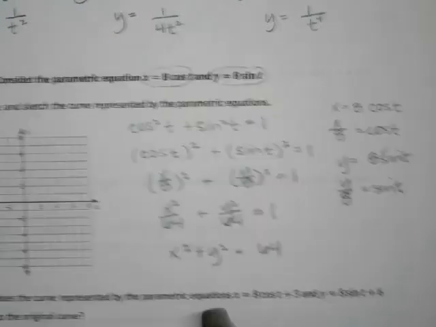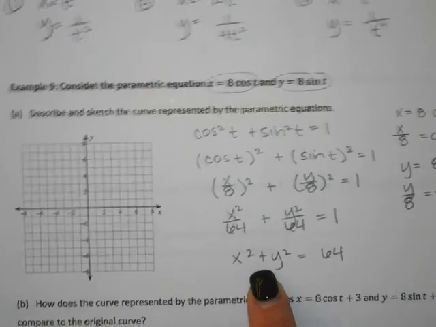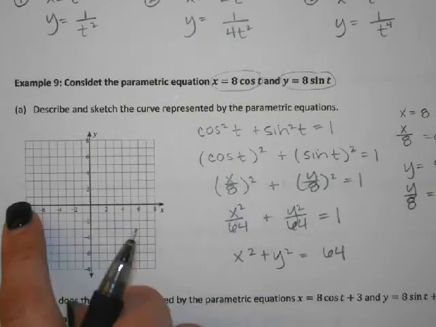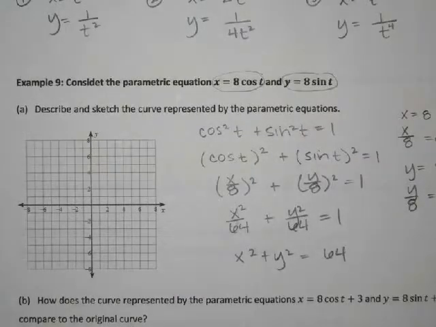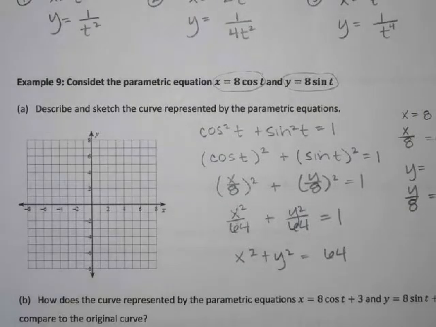Okay. Now I could graph this, right? Centered at 0, 0 with a radius of 8, and I could graph a circle, but what would be missing from the parametric equation? The direction, yeah, the arrows. Does that make sense? Okay, so let's go ahead and graph it parametrically.